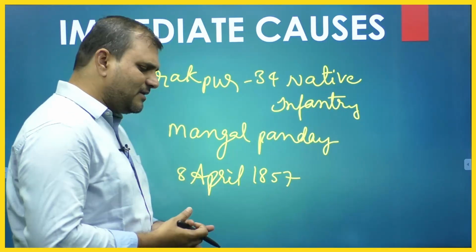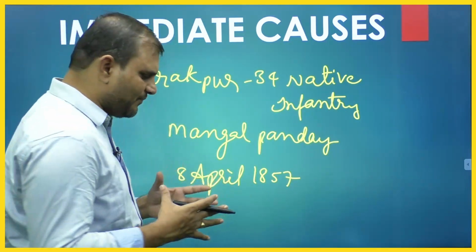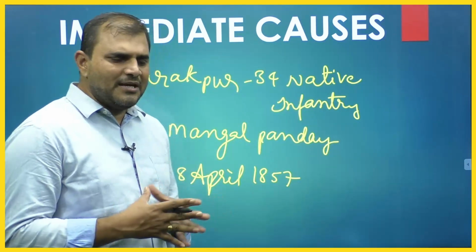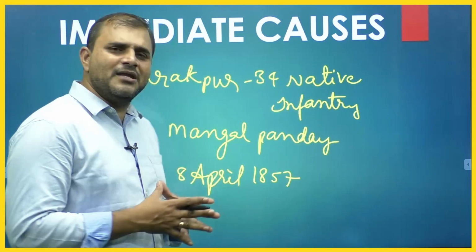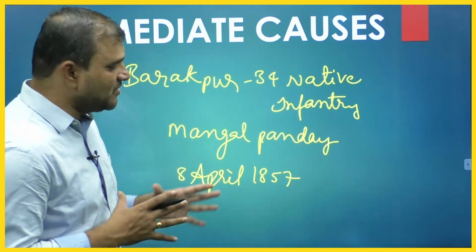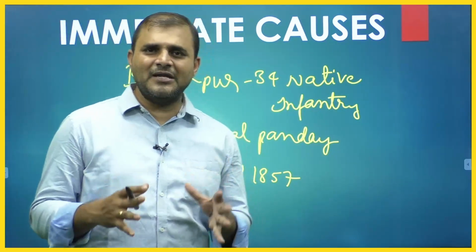On 10th May 1857, the revolt started in Meerut. These are the main causes of the 1857 revolt.